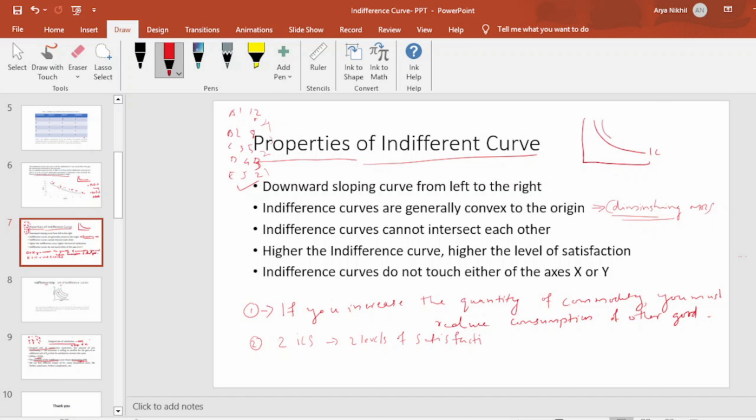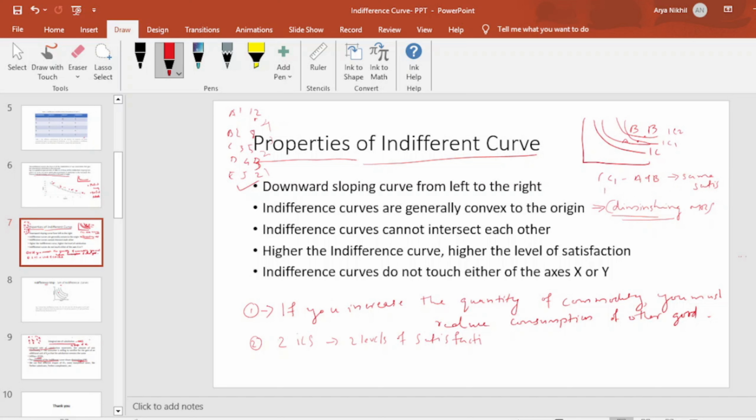This IC1, IC2, IC3, all these have 3 different levels of satisfaction. So we can say that if two curves crossed, it would mean the same combination gives two different levels of satisfaction, which is impossible. Here it is the point B. Let's consider IC1 and IC2, with points A and B. According to the first indifferent curve, IC1, A and B are on the indifferent curve, so they have the same level of satisfaction.